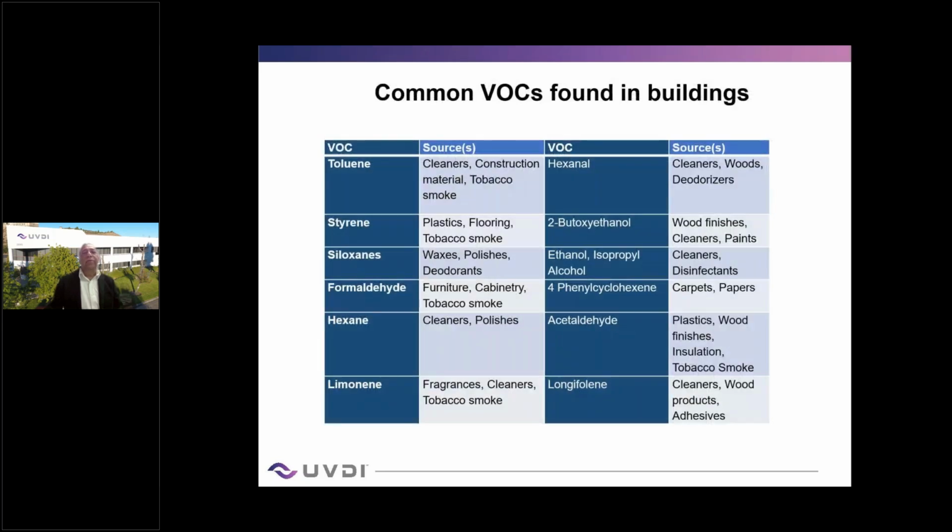So common VOCs found in buildings, there's a whole list here. Limonene is a common one. Toluene is another one. Formaldehyde, of course, is a toxic related issue. Acetaldehydes are also there. Most of them are related to smoking, cleaning solvents, and carpets and everything. So this is just a handful, but the list goes on and on.